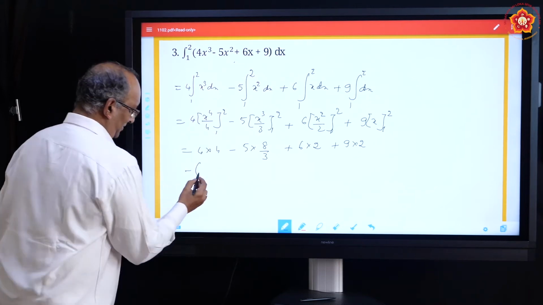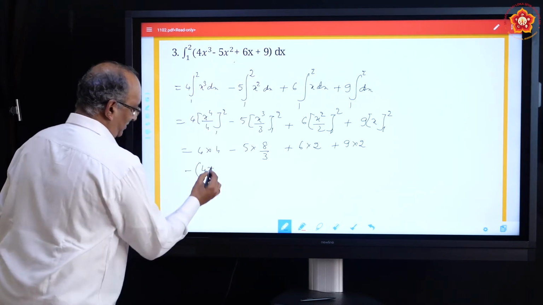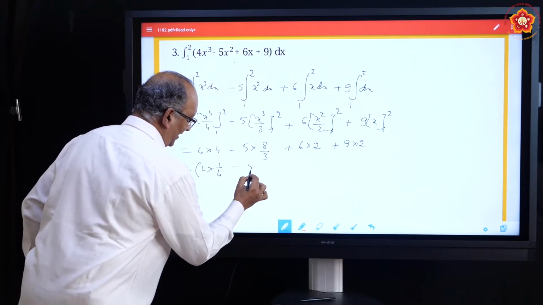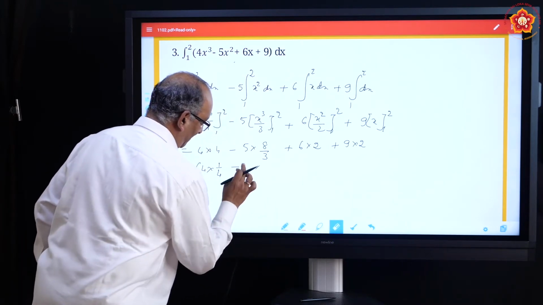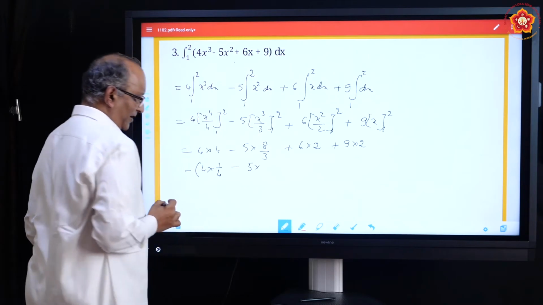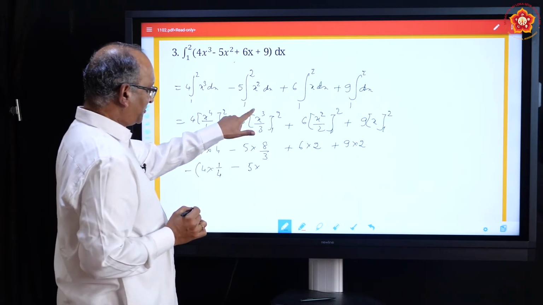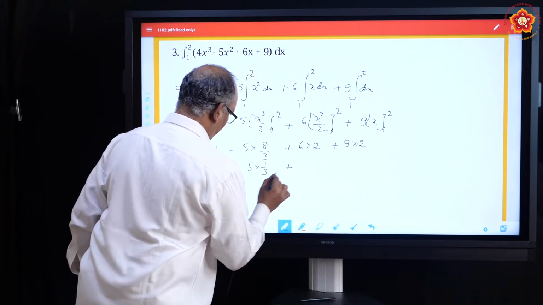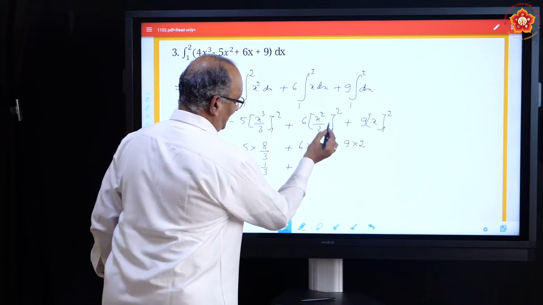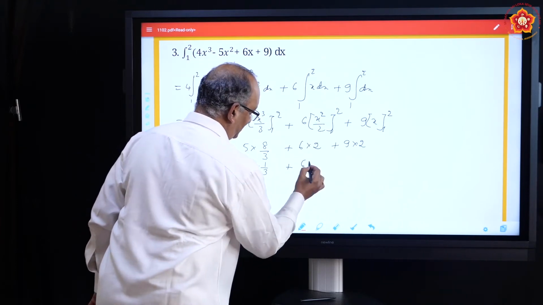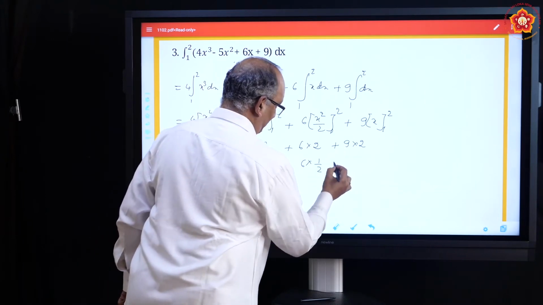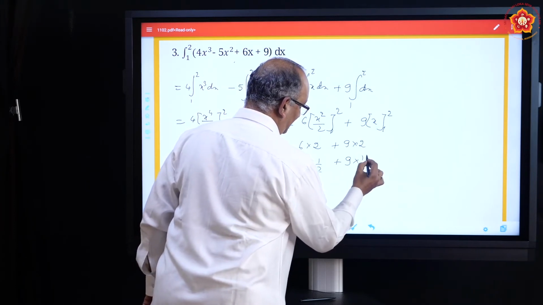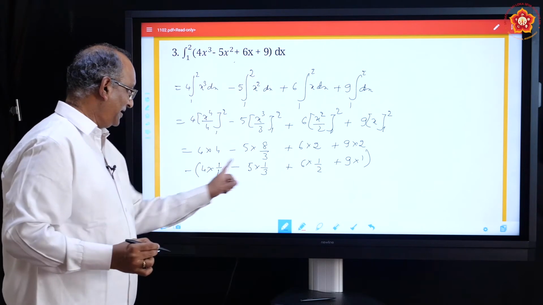So now substitute lower limit. So it is 4 into 1 by 4, minus 5 into, substitute 1, so it will become 1 by 3, plus 6 into, in place of x we write 1, so 1 by 2, plus 9 into, in place of x we will write 1. This whole thing will club and then subtract from that.